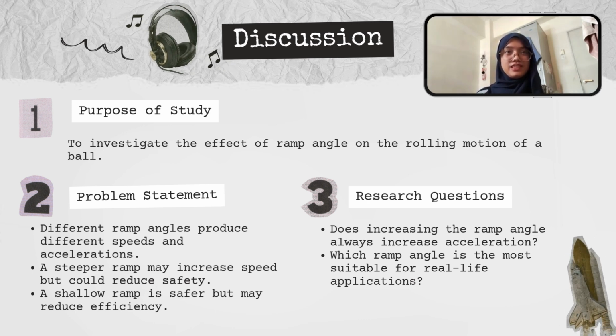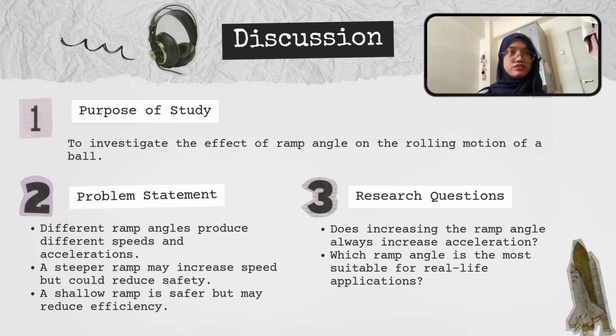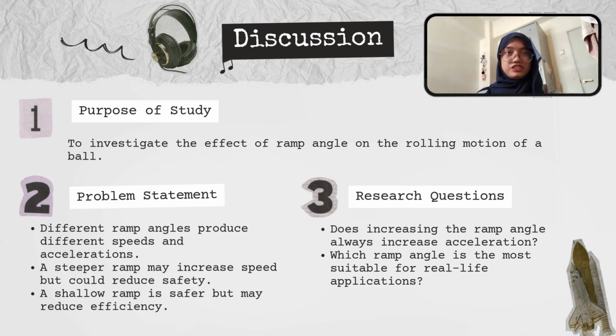A steeper ramp allows an object to move faster and accelerate more quickly. However, excessive speed may make the object difficult to control and increase the risk of accidents. On the other hand, a shallower ramp is generally safer, but the object may move more slowly and less efficiently.